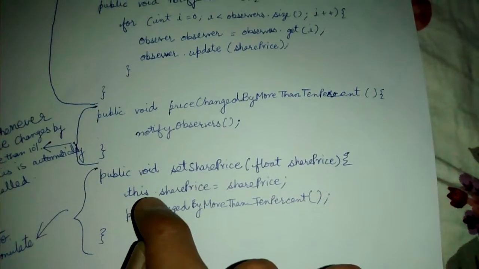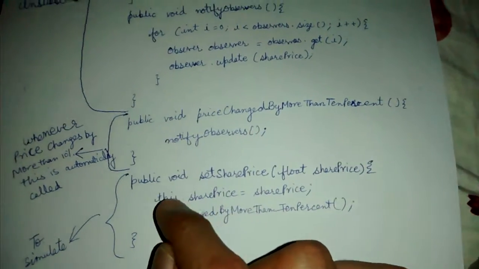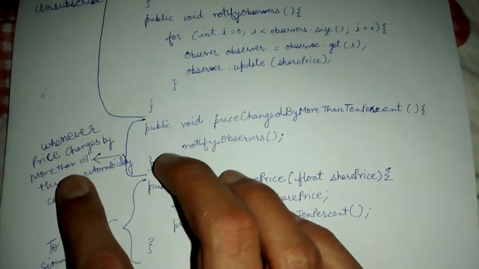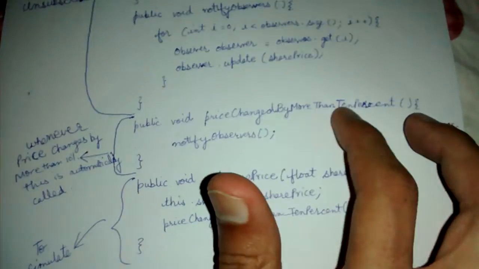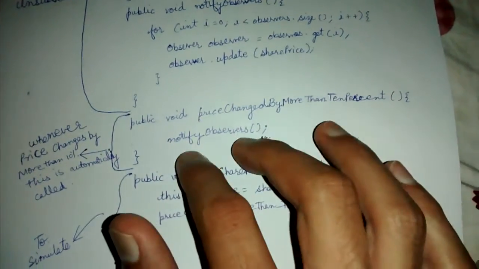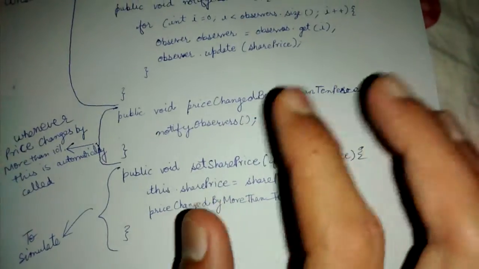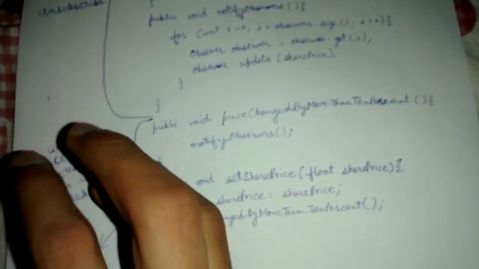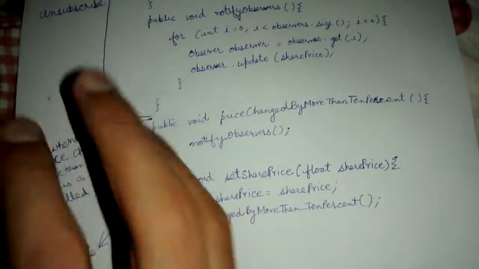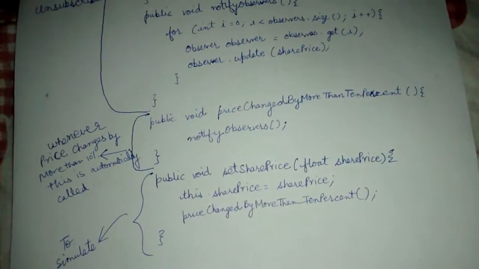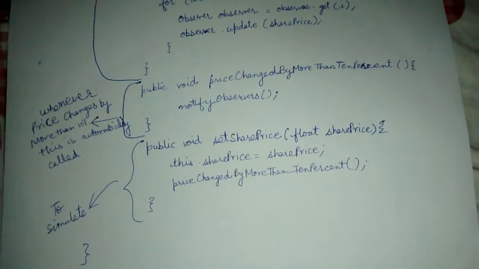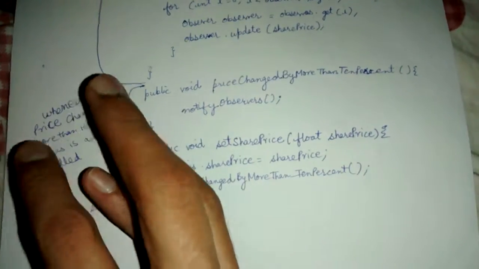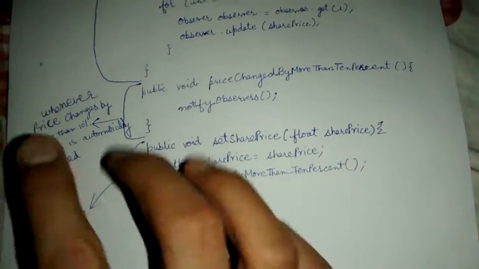and whenever this price changes, this is automatically called. So this method will be automatically called and all observers will be automatically notified. But this is somehow called. We don't bother about how it will be called, but it is somehow called. Okay, in our observer, this is out of the scope of our observer design pattern, so this will be called somehow.